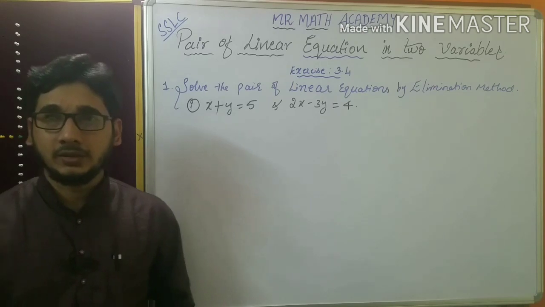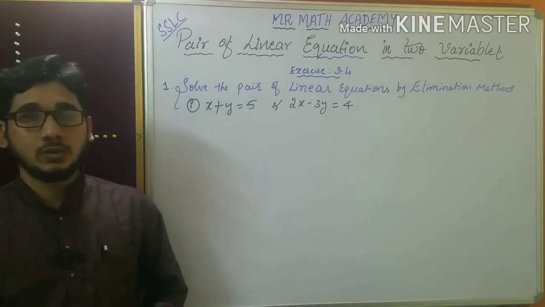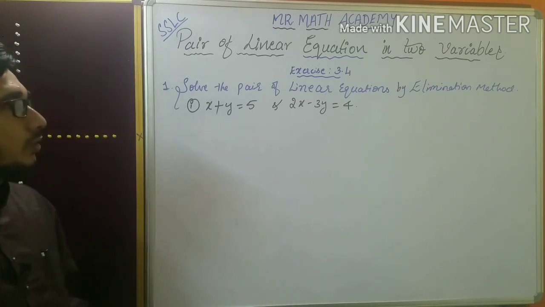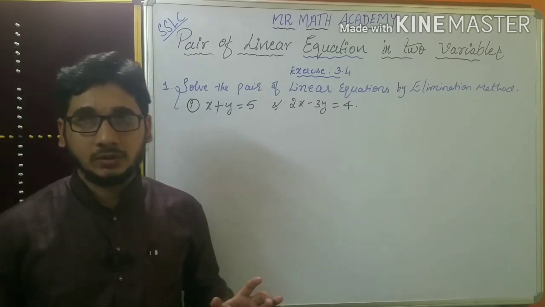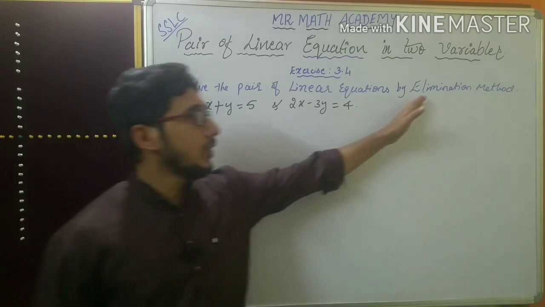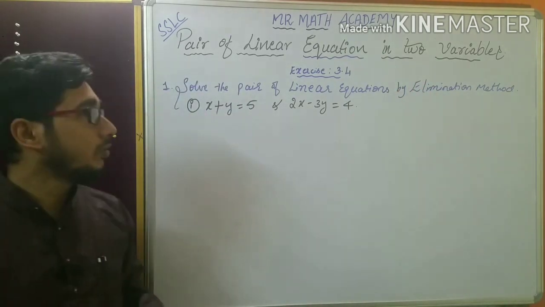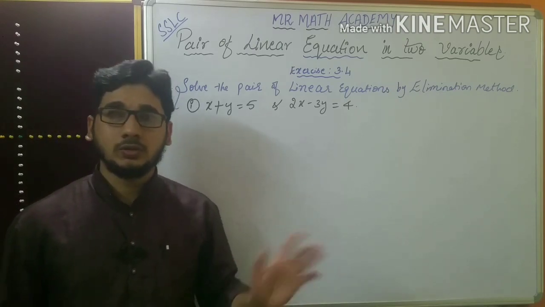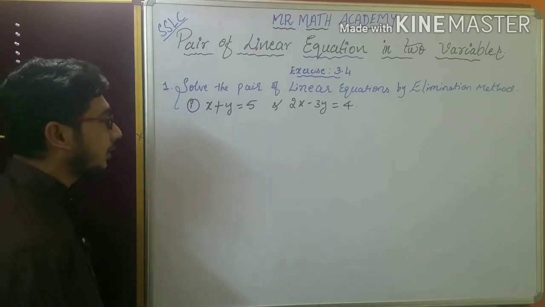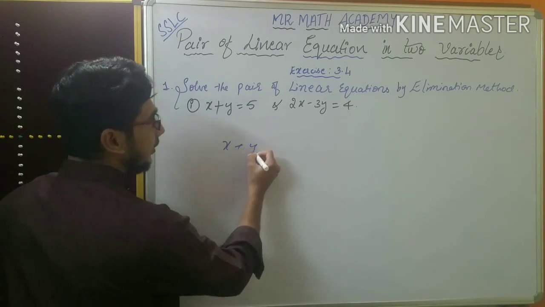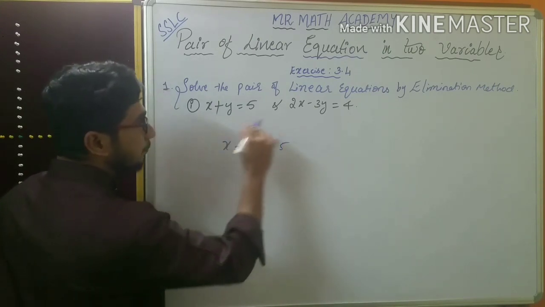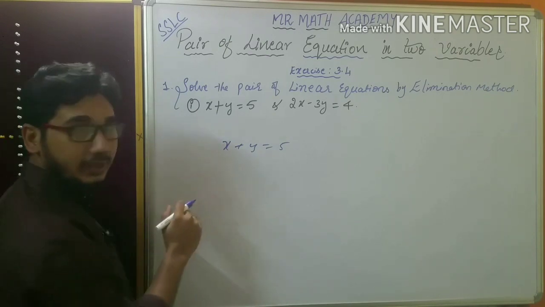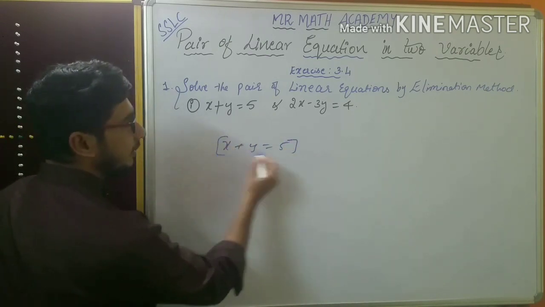In that first problem I have taken x plus y is equal to 5 and 2x minus 3y is equal to 4. So when we are going to solve this linear equation problem through the elimination method, we have to observe that any one of the variables must be equal. If it is not equal, we have to make it equal. Just I'll write here, x plus y is equal to 5. See here 2 is there, here 2 is not there. If you want to make x equal, just multiply the entire equation by 2.